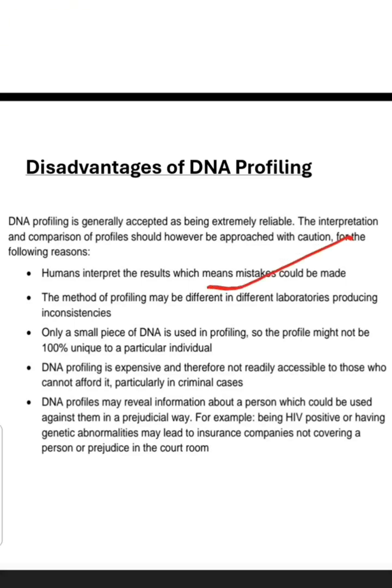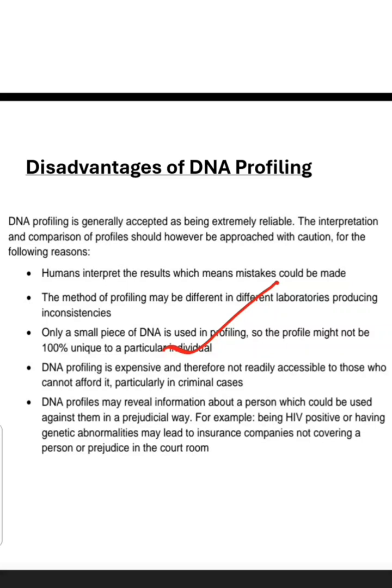So in the labs, humans interpret the results, which might mean they can make a mistake. Then the method of profiling may be different in different laboratories. Then a small piece of DNA is used in profiling, so the profile might not be 100% unique to a particular individual. So a small amount of DNA is used.